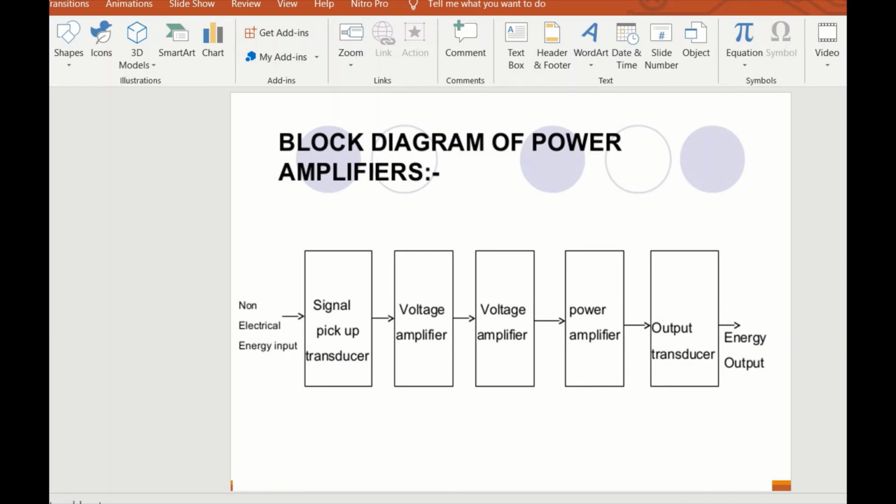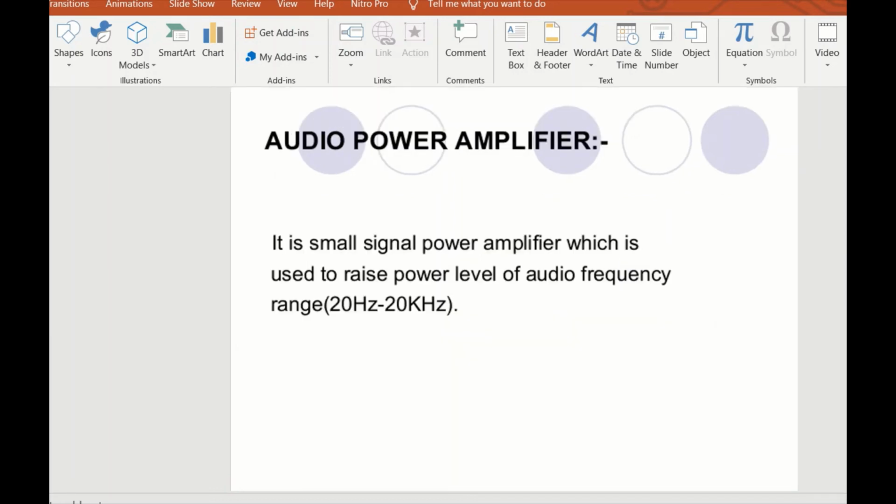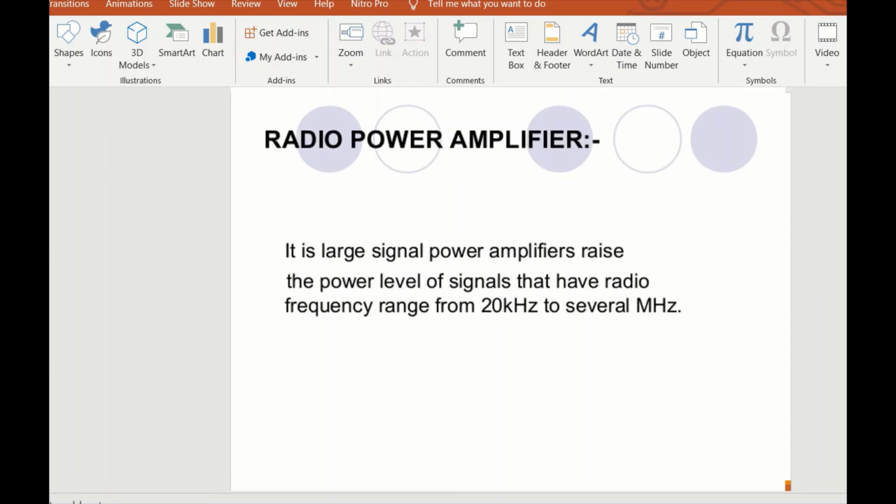Now we have audio power amplifiers. What are audio power amplifiers? It is a small signal power amplifier which is used to raise the power level in the audio frequency range, suppose 20 Hz to 20 kilohertz. So what is a radio power amplifier? It is also called a low signal power amplifier, which increases the power level of signals in the radio frequency range, that is 20 kilohertz to several megahertz, in the range of 10 raised to power 6 hertz.